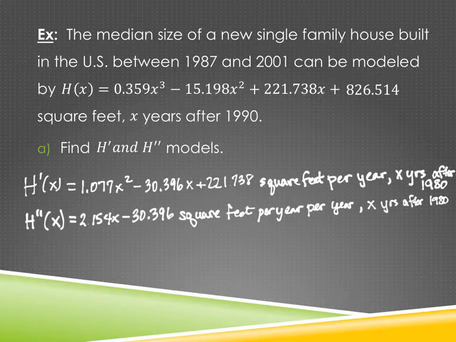So 0.3959x cubed minus 15.198x squared plus 221.738x plus 826.514. And then I'm going to use the derivatives that we had found before.